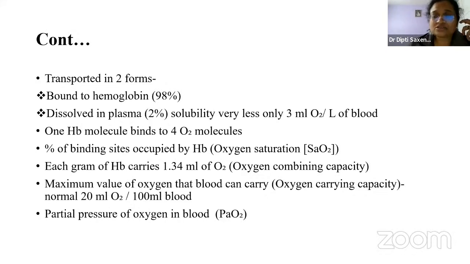Now as soon as it reaches the tissues, again the partial pressure of oxygen drops. Because of the higher affinity of deoxyhemoglobin for the proton, the hydrogen ion, it releases oxygen there at the level of tissues, and it picks up carbon dioxide, and more and more carbon dioxide reaches the blood.